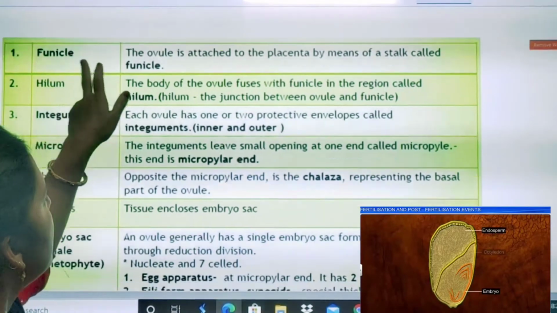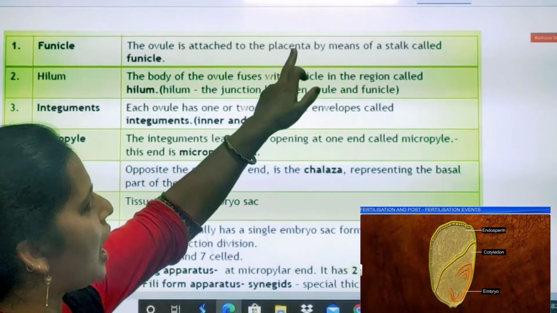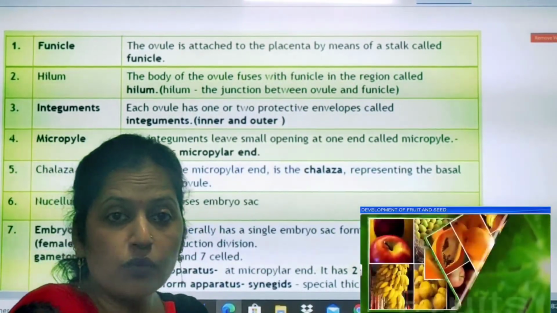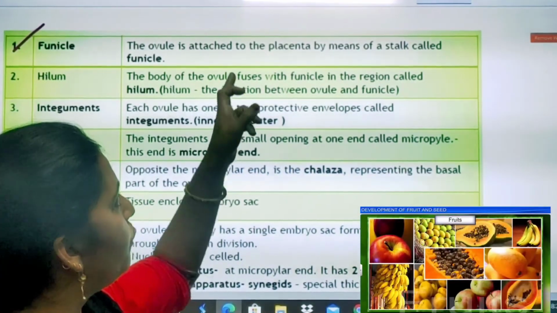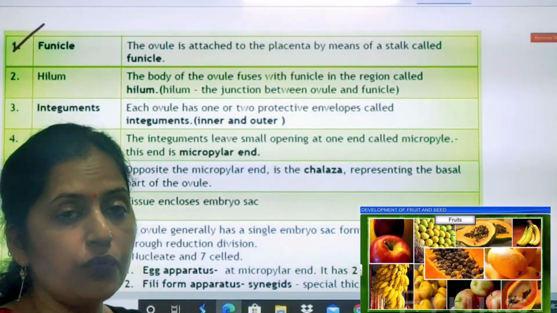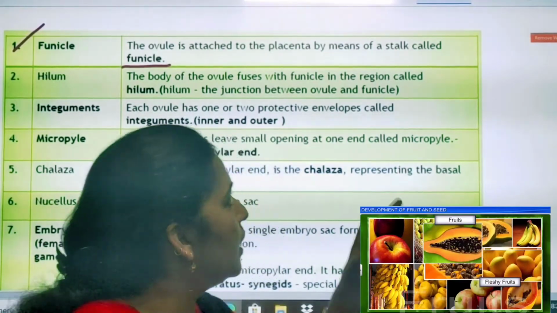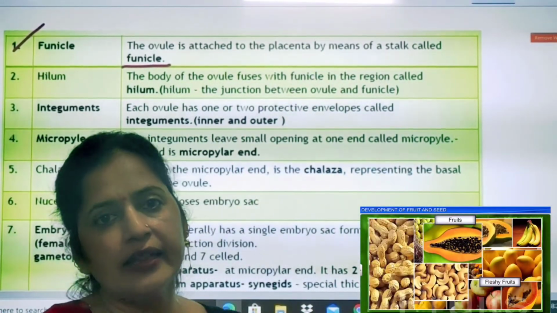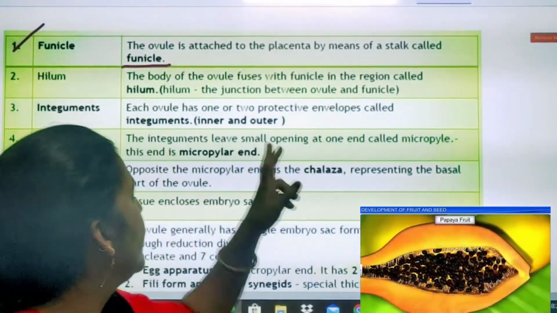First is the funicle. The ovule is attached to the placenta. इसमें जो ovule होगा वो placenta के साथ attached होगा. अब placenta के साथ वो कैसे attach होगा, by means of a stalk. स्टॉक की help से जो ovule होगा वो placenta के साथ attach होगा, and that is known as the funicle. That means the ovule is attached to the placenta with the help of a stalk, and that stalk is known as the funicle.